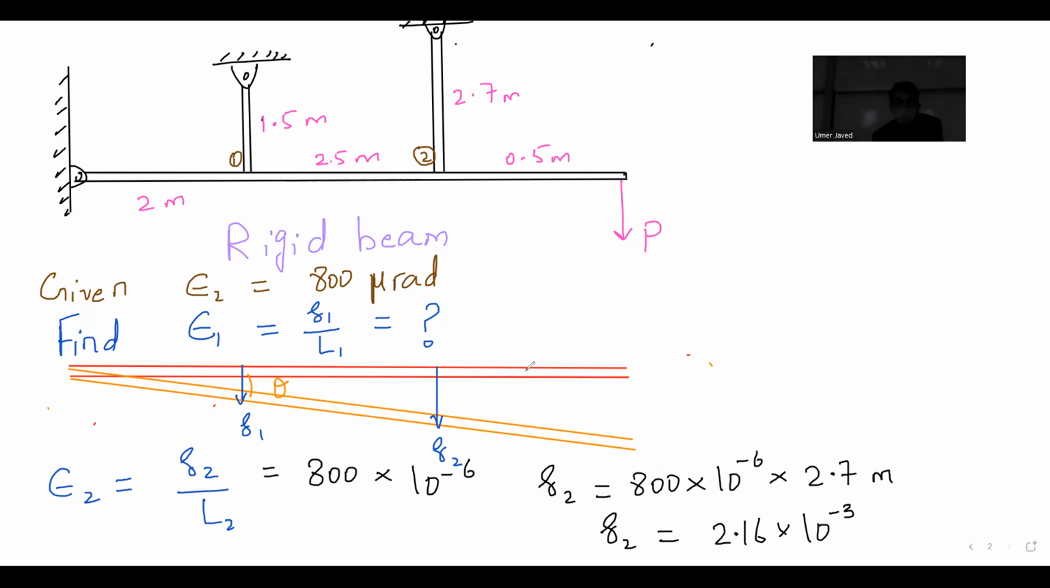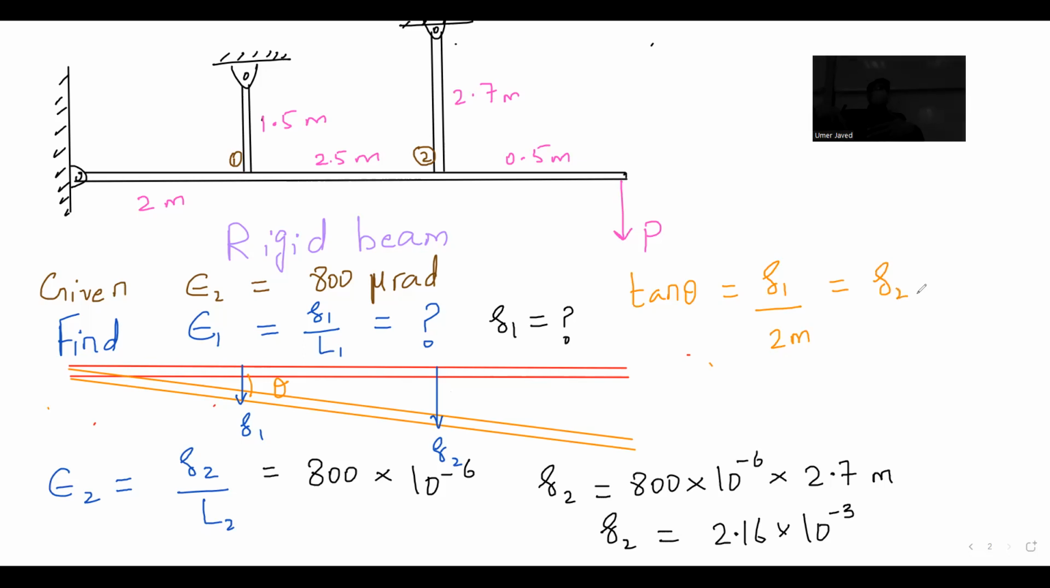Now, epsilon 1 is the unknown. So I think delta 1 is the unknown for me, right? L1 is known, 1.5 meter. So can I say tan theta is equal to perpendicular over base? So perpendicular over, what is the base? This base. I think it's 2. Tan theta is equal to this perpendicular over this base.